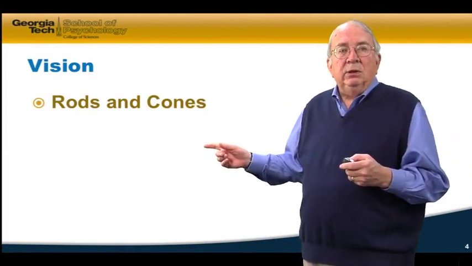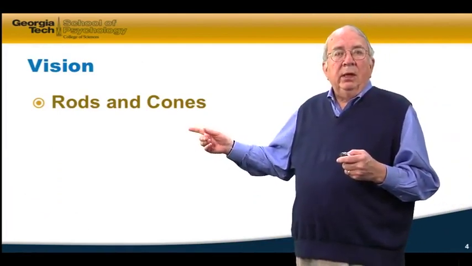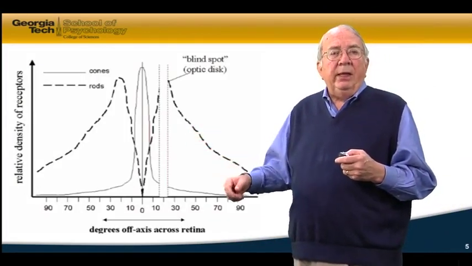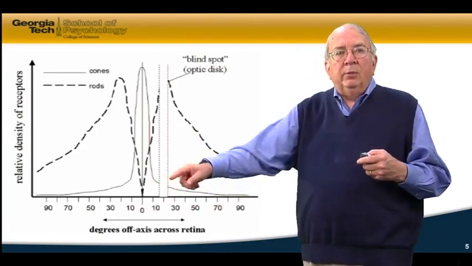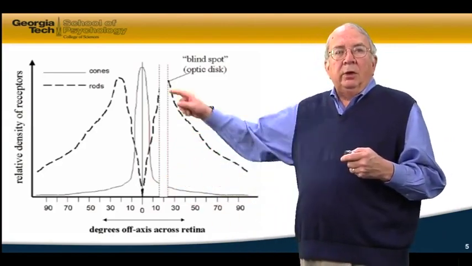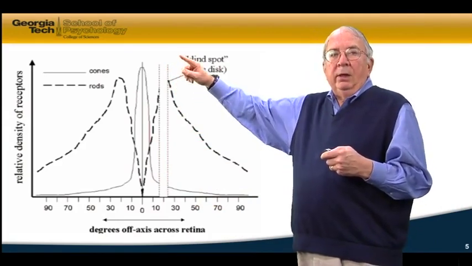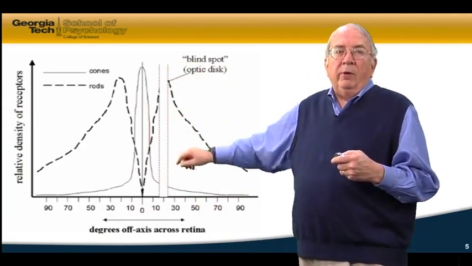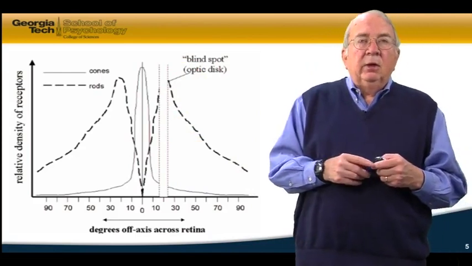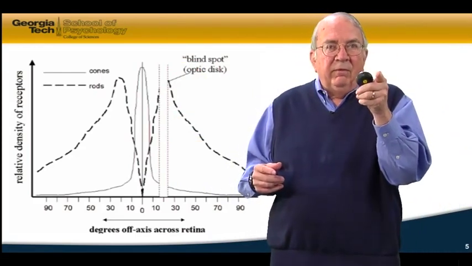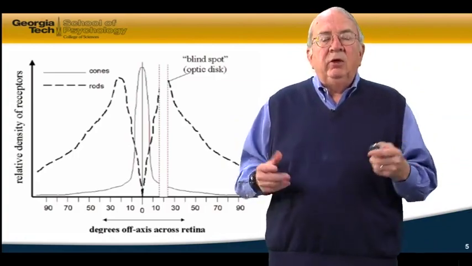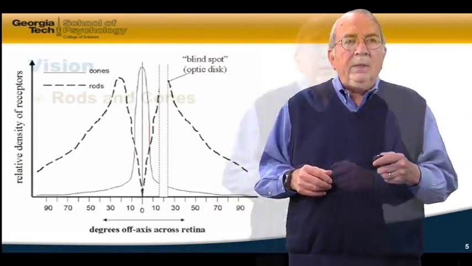For example, in the rods and cones, this chart shows where they're located. So there's the fovea, and then we go away from the fovea into the periphery, and you can see the cones are located right here in the fovea, but the rods are located in the periphery outside of the fovea. So if you want to stare at something at night, you don't want to focus it on the fovea, you want to focus it just outside the fovea, and you'll be able to see it better.